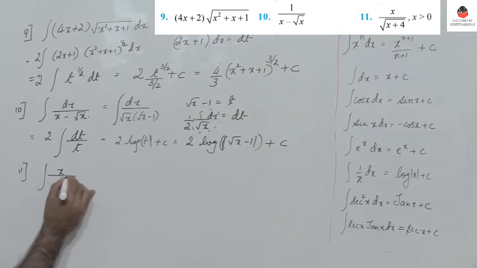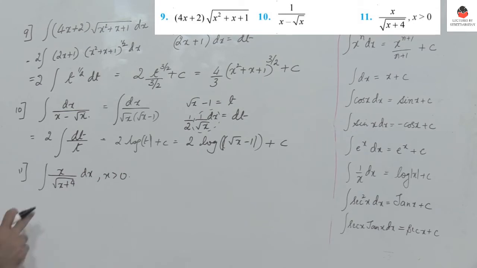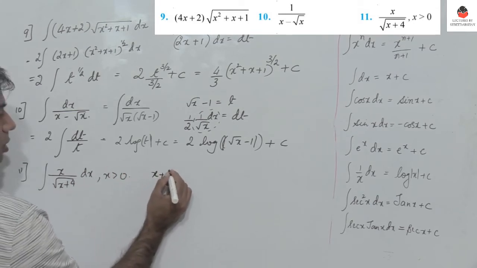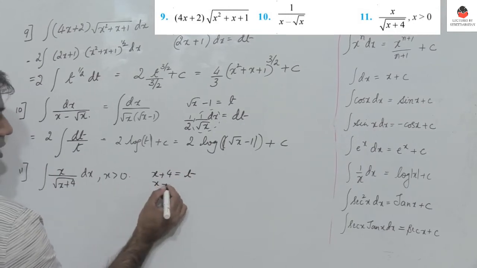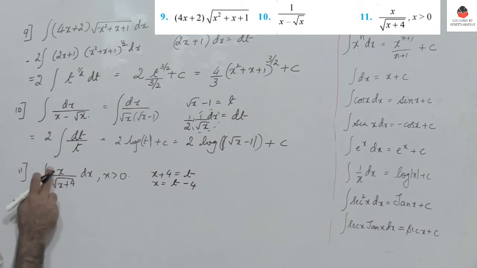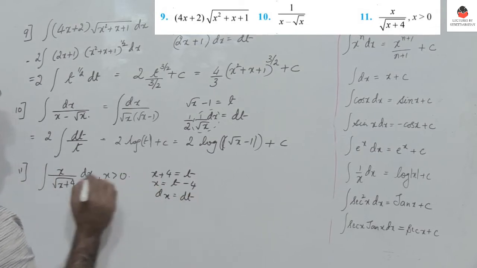Find the integral of x divided by root of x plus 4 dx, as x is greater than 0. Now let us put x plus 4 equals t. So if x plus 4 equals t, what is x? x is t minus 4 for the numerator, and dx equals dt, right?